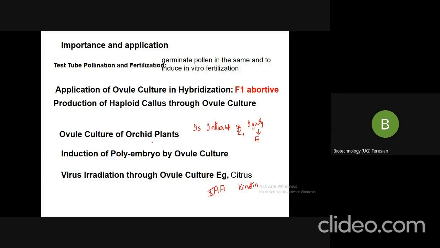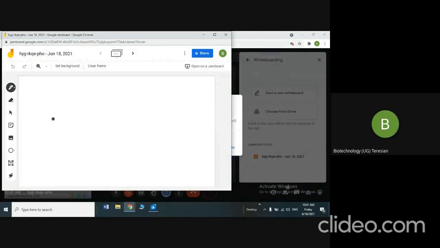Whenever I'm doing the ovule culture, I'm not directly taking the ovule, I'm taking the ovary. After taking out the ovary and proceeding with the sterilization procedure, only then I'm exposing my ovule with the help of the spatula and growing them in the chemically defined media under suitable conditions.